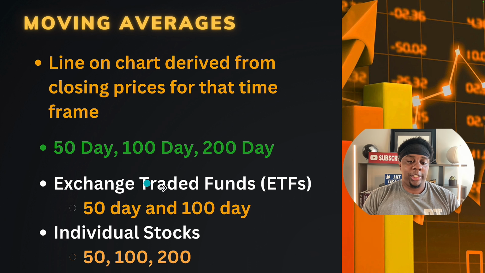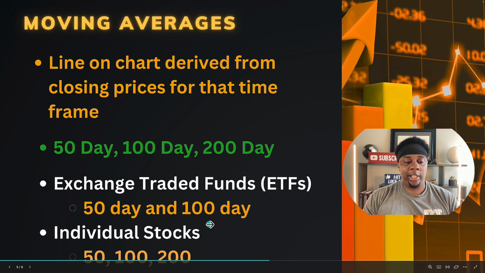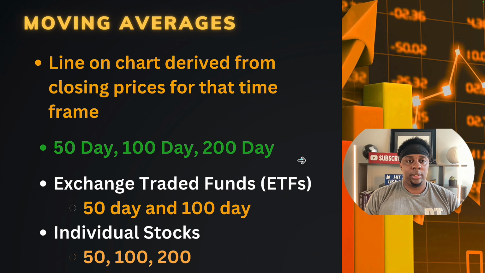So I mentioned exchange traded funds, or ETFs, and individual stocks here on this slide, because when you're looking at using moving averages, ETFs during a drawdown or pullback, however you want to say it, when they're decreasing in value, have a good chance of retracing back to the 50-day or the 100-day.